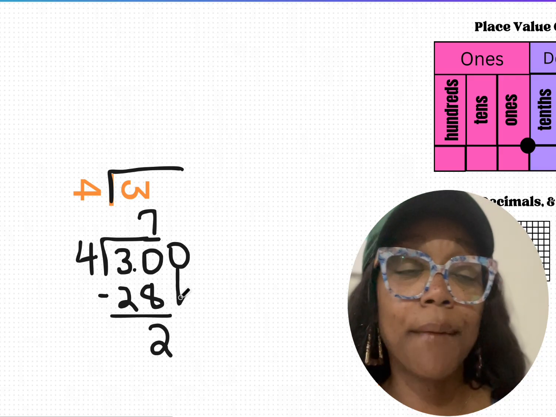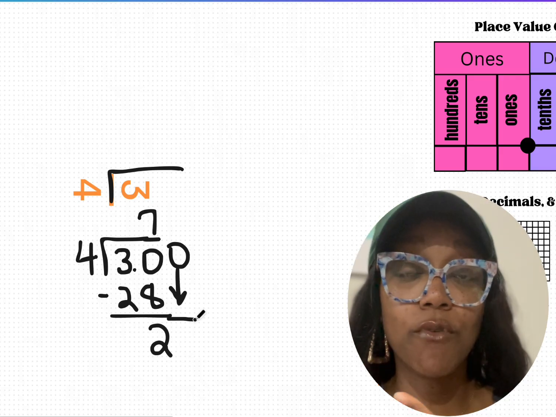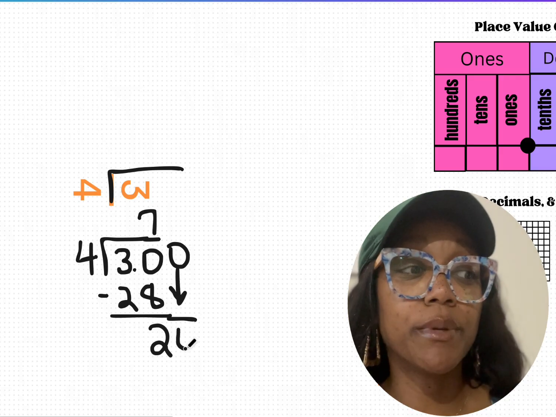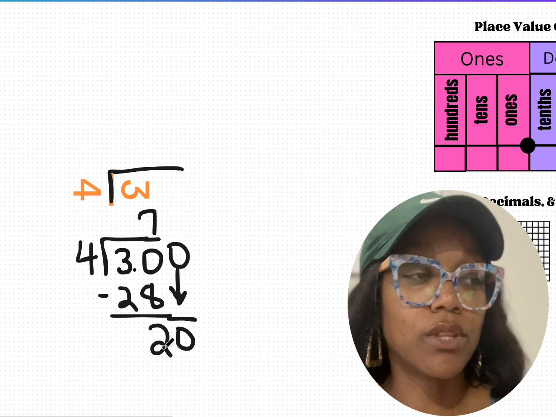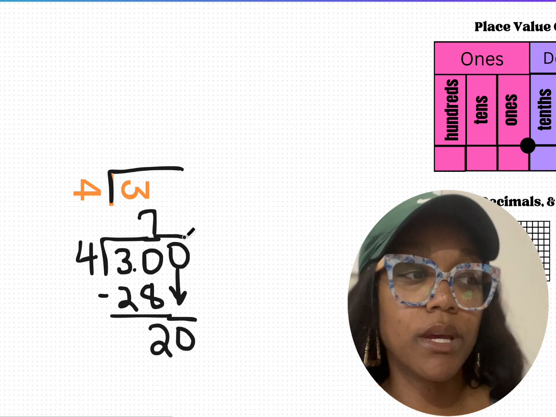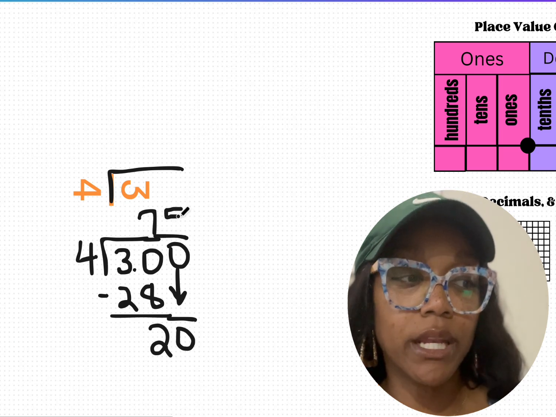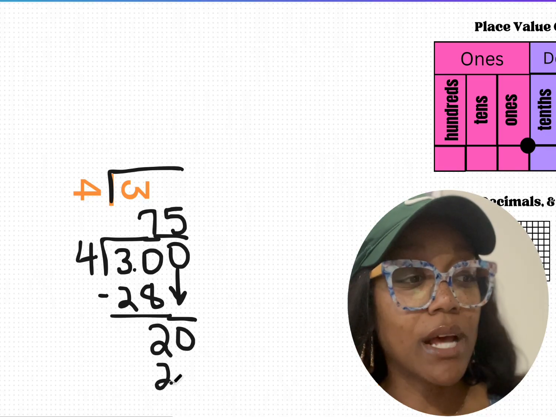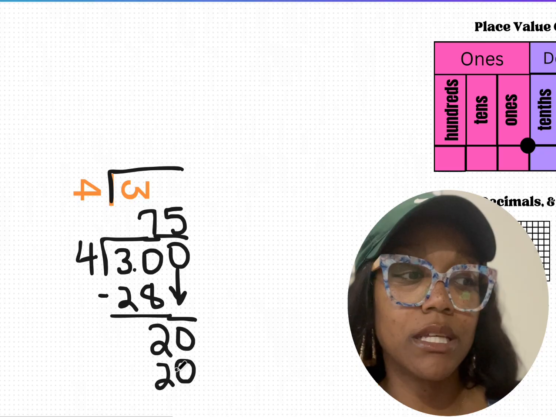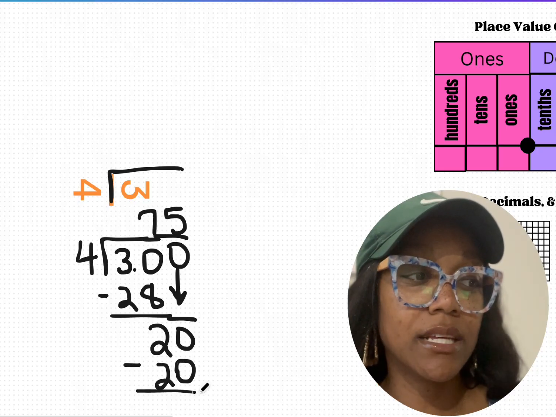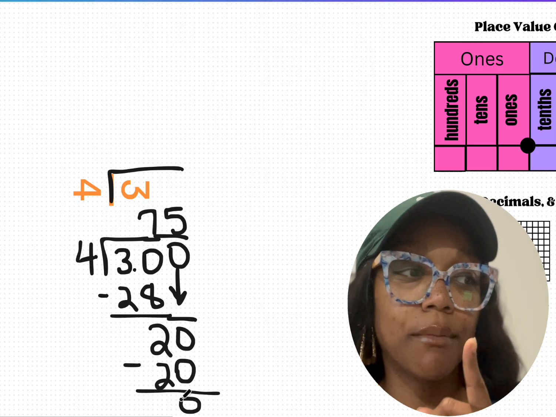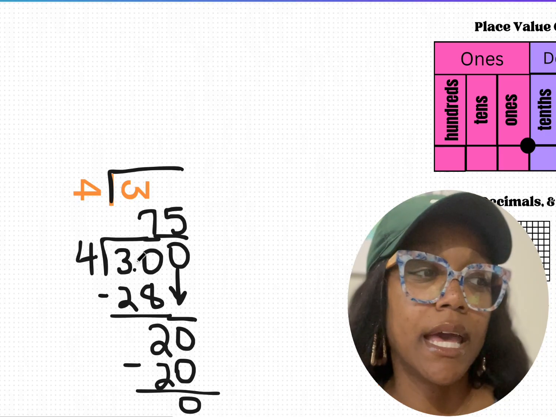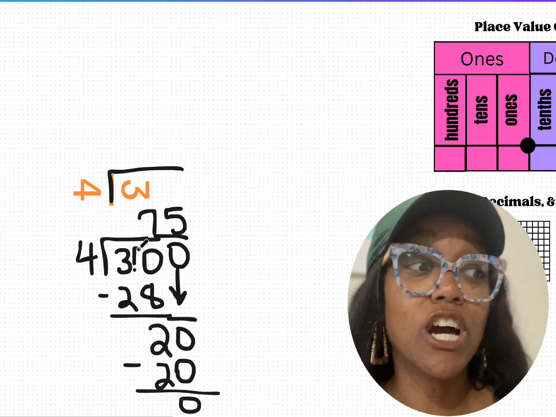Now, I need to know how many 4s are in 20. I can count by 4 until I get to 20, which will be 5 times. So then I put the 5 above that 0, and then 4 times 5 is going to be 20. And then I subtract to see if I will have a remainder. And when I subtract that, 20 minus 20 is 0. So now I'm going to take that decimal and it shoots right back to the top of the house. And that means I have 75 hundredths.